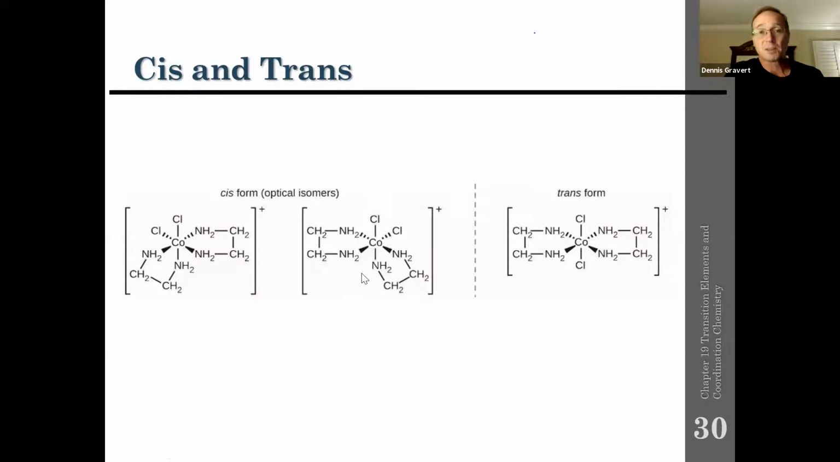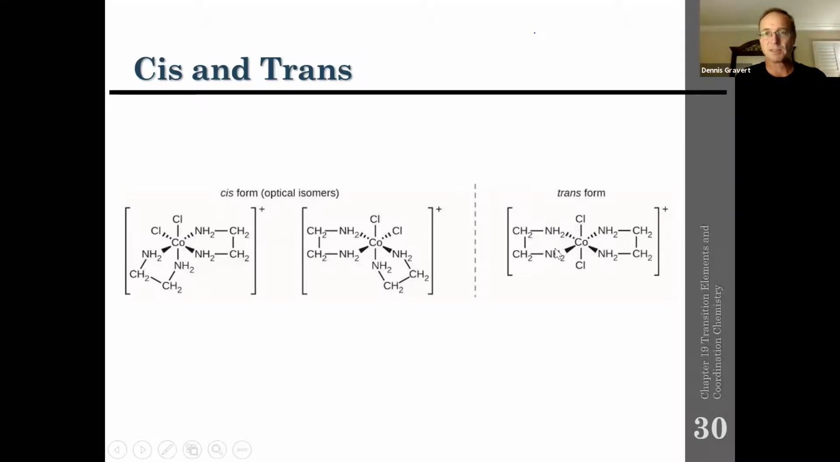You have to build models, or you have to think three-dimensionally really well. If you built this model and built that one, you couldn't actually get things to line up on top of each other. If you try and superimpose them, you discover, wait, things just don't line up. They are, in fact, different molecules. They have different properties.